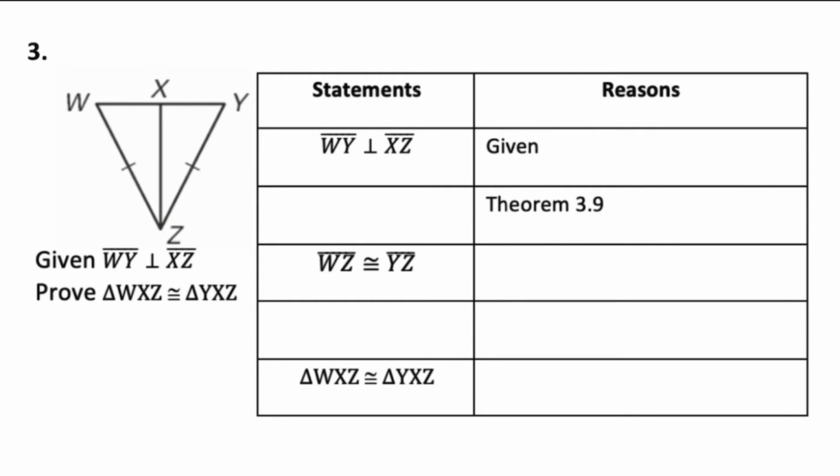Number 3, I'm given perpendicular, and theorem 3.9 says if you have perpendicular, then you have 4 right angles. And so the statement that goes with that one is that I have these right angles sitting right here.